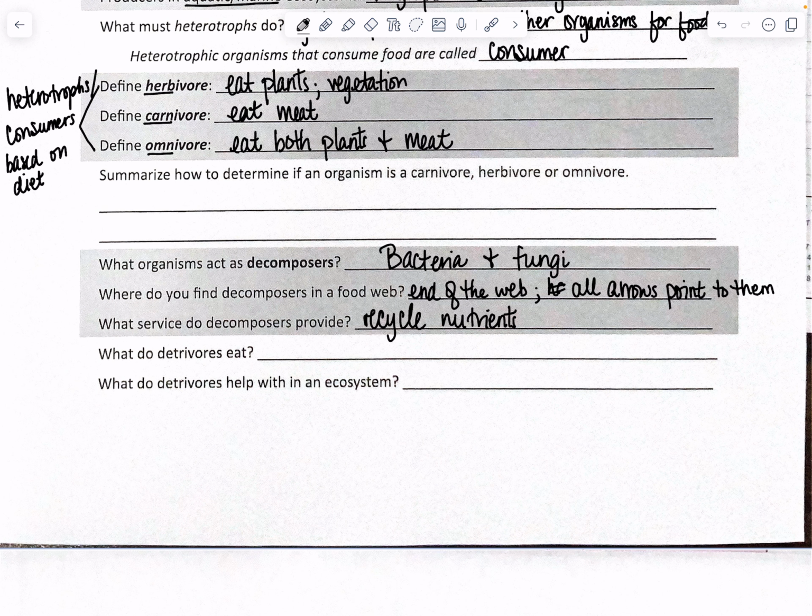Okay, then it asks, what do detritivores eat? Detritivores eat decaying matter, and they also eat waste from animals, so feces. Okay, and then it says, what do detritivores help with in an ecosystem? They also help to recycle nutrients.